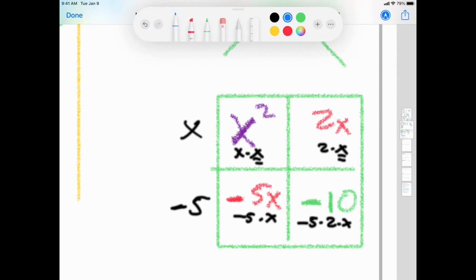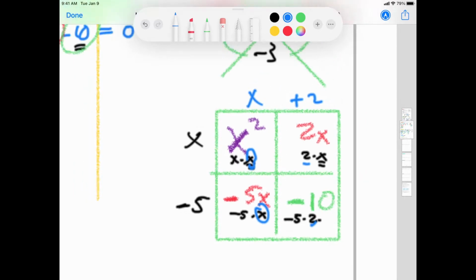This is like negative 5 times 2 times x, so that would be a negative 5. Going this direction, they have an x in common. And going in the other direction, they have a 2, not an x over here. So that would just be plus 2. And again, you can always multiply to double check those work.